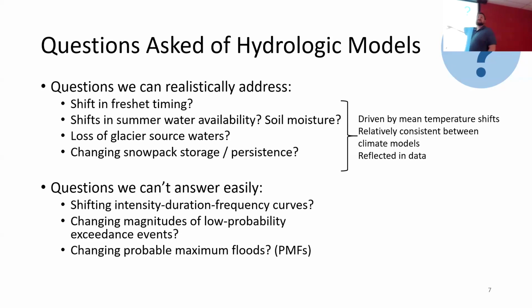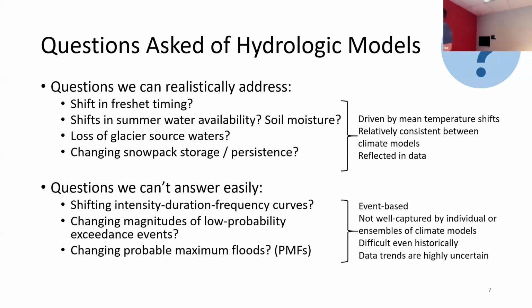So questions related to temperature changes, we're going to do better. These are relatively consistent between climate models. It's also reflected in the data. We can look at the last 20 years of data and we see that warming happening on the ground. You don't even need a climate model to do that. So we're going to be able to assess these reasonably well. The hard stuff is the stuff that is event-based, right?